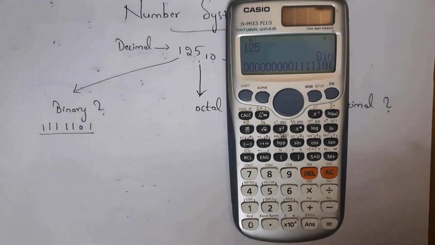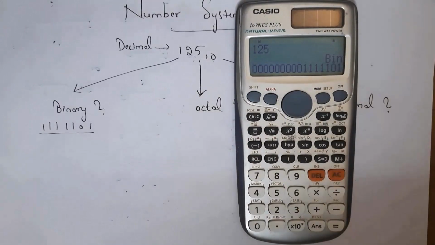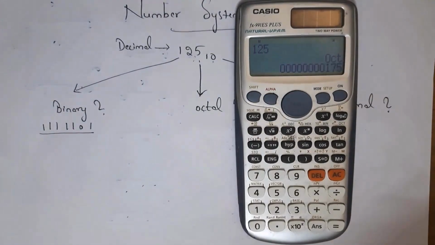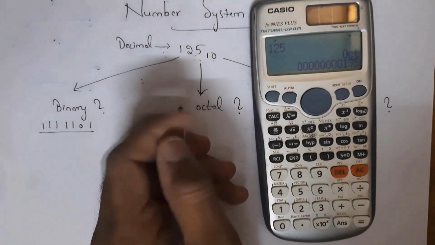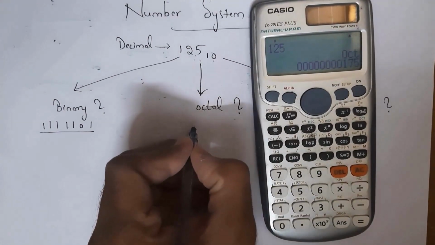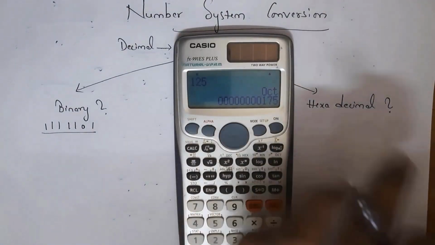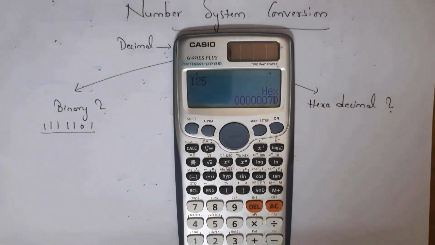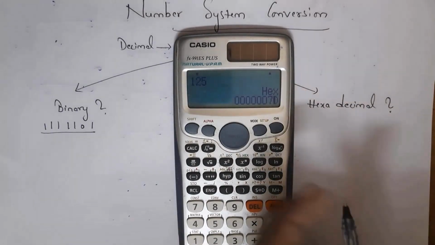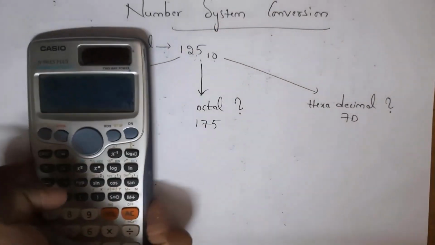If you want to convert this into octal, just here you can see option octal. Just click on it. So if you convert decimal number 125 into octal, then you will get answer as 175. If you want to convert this 125 into hexadecimal, then just click here. Here you can see hexadecimal button. Just click on it. Answer is 7D. This is how we convert decimal number into binary, octal and hexadecimal.